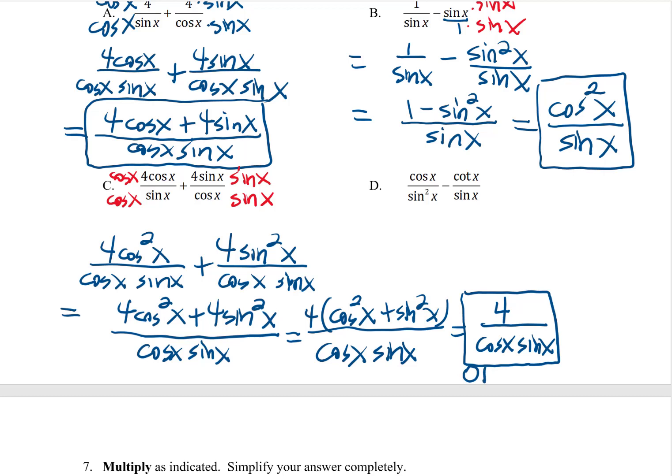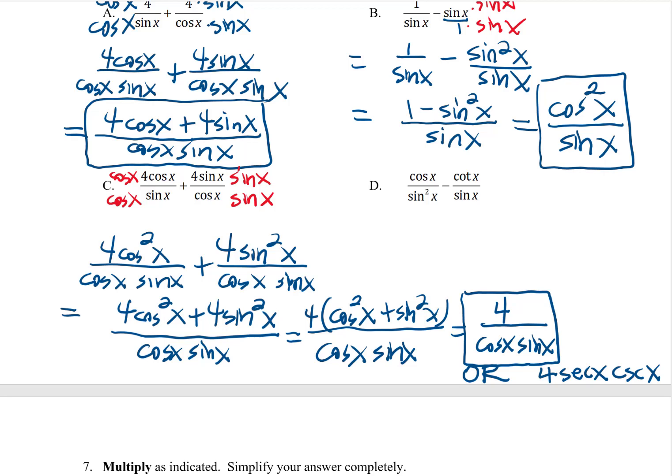You could reciprocate those two trig functions on the bottom to the top so that it would become 4 secant x cosecant x. That does technically get rid of the fraction, although it introduces some of the messier trig functions. So either of those two, I think, would be fine.